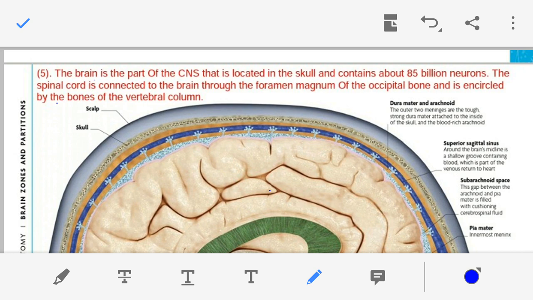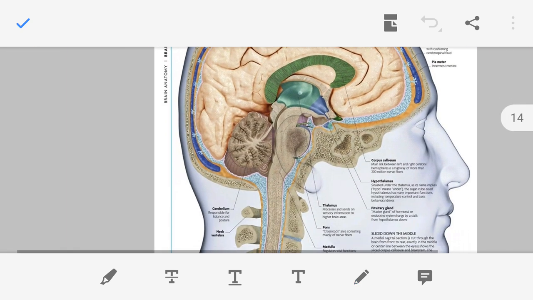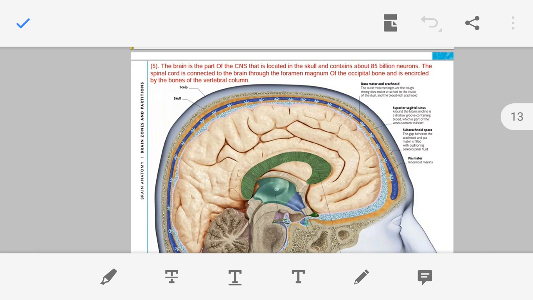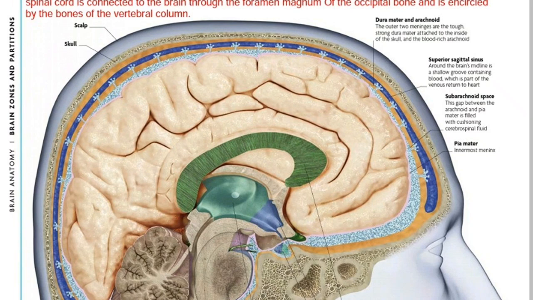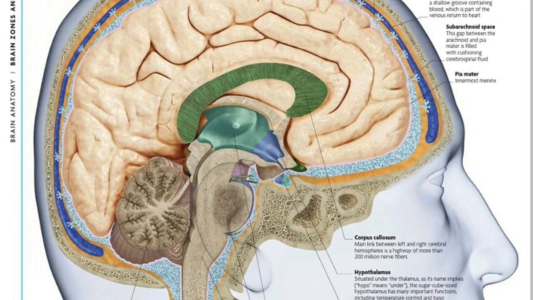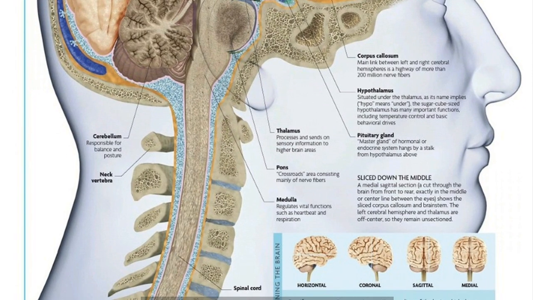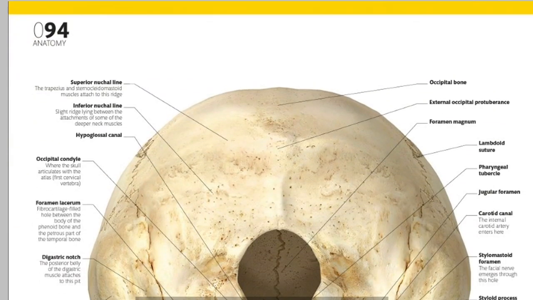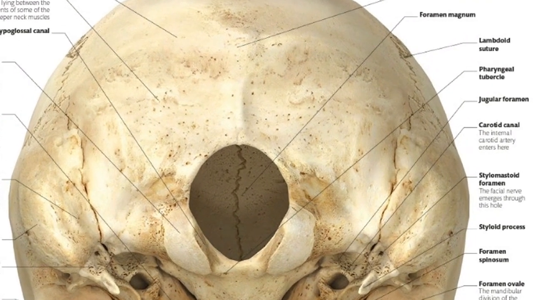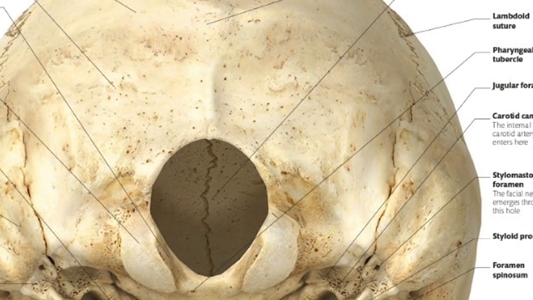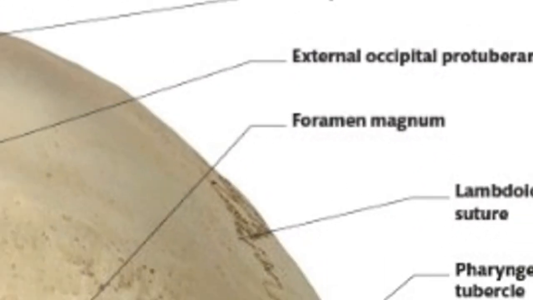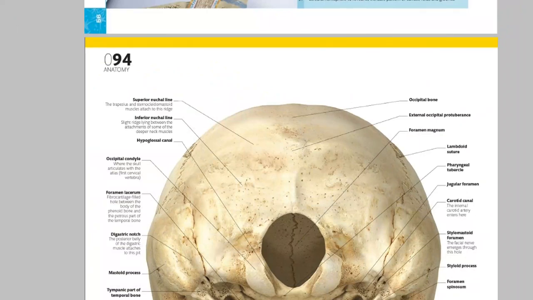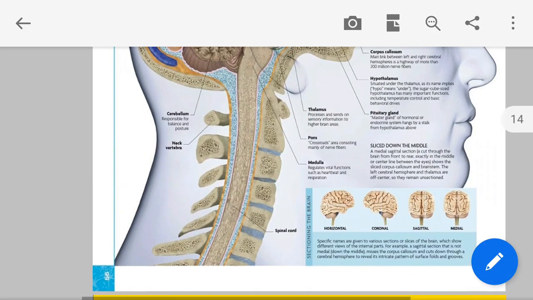Here in the figure, first of all, observe how the brain is located inside the skull. And here you see in the occipital bone this hole. This hole is known as the foramen magnum. From this hole the spinal cord enters the skull and connects with the brain.